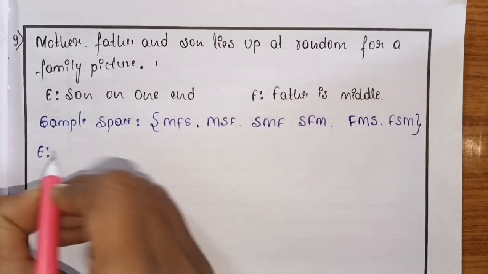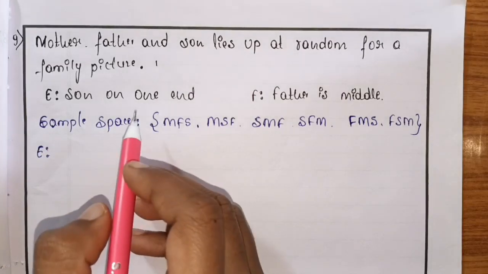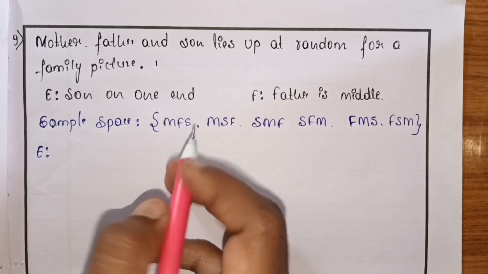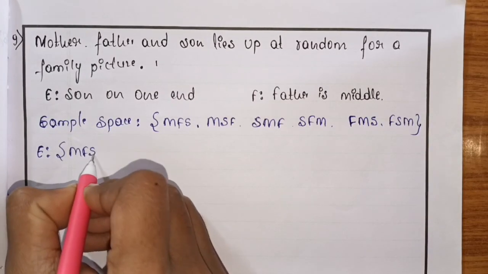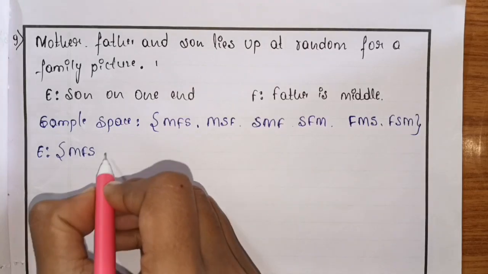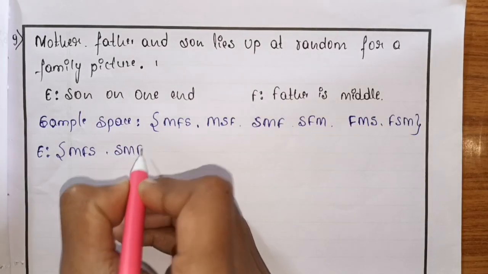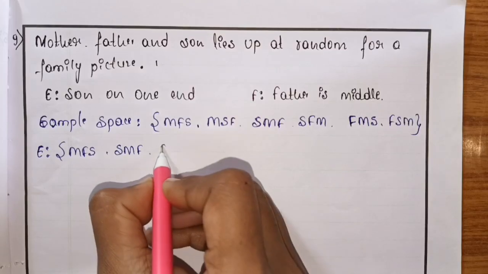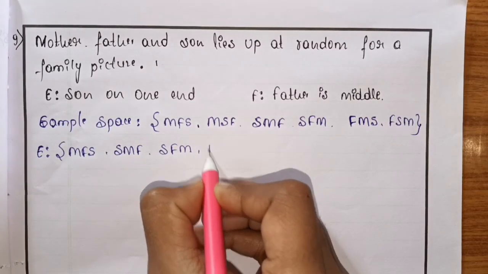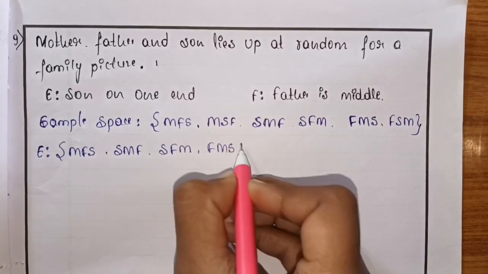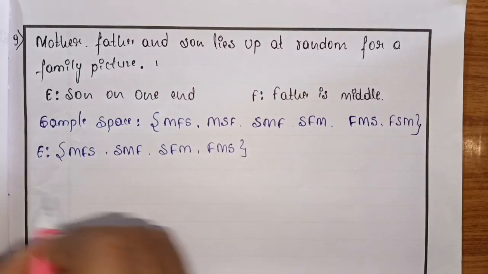So E is the event, son on one end. The outcomes where the son is at one end are: mother father son, son mother father, son father mother, and father mother son. So total outcomes are 4.